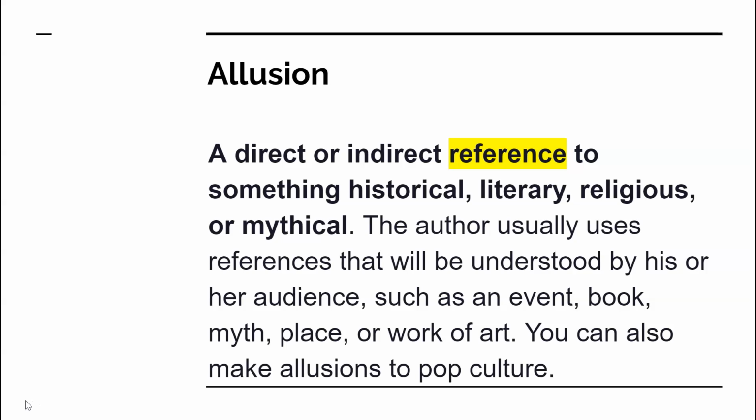So an allusion, what is it? It's a direct or indirect reference to something historical, literary, religious, or mythical. Now, these references are usually something that will be understood by their audience. I mean, if you're not trying to be understood by your audience, what are you even using this for? So it might be something like an event that they're aware of, a book, a reference to a myth or a place, or even a work of art. Even pop culture, like singers or songs or TV shows or movies, all of that can have allusions as well.